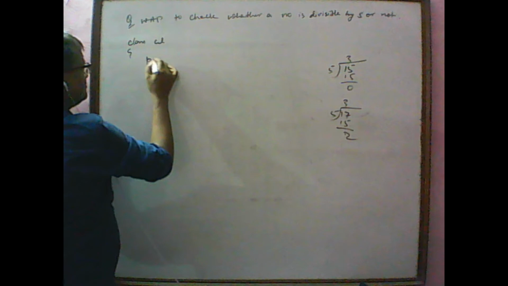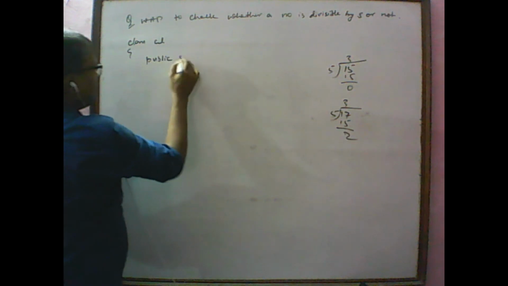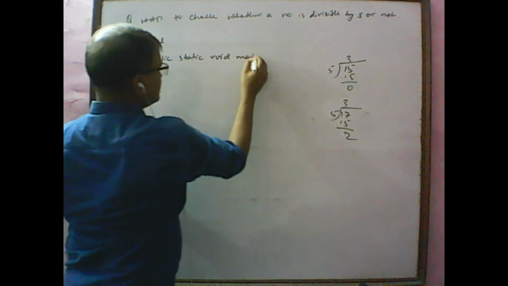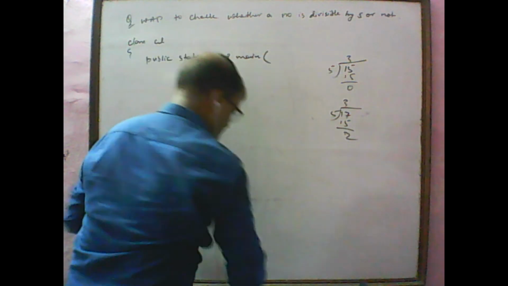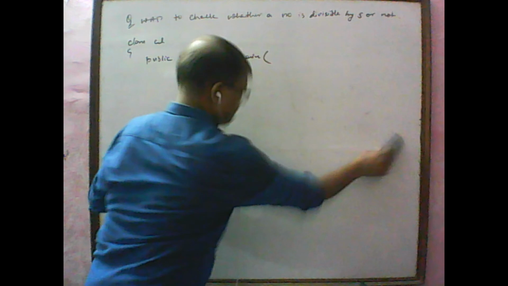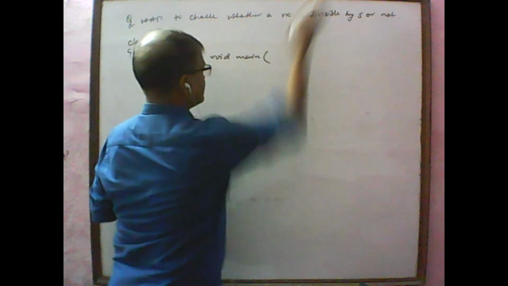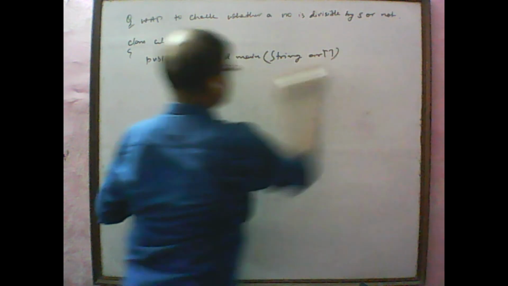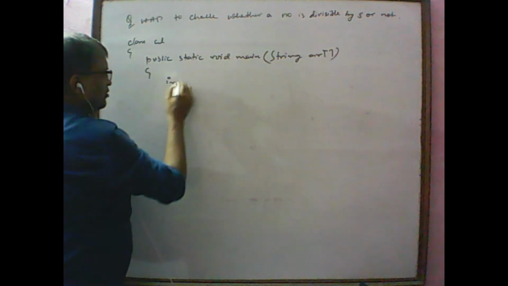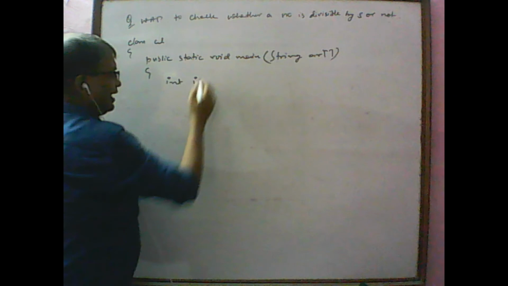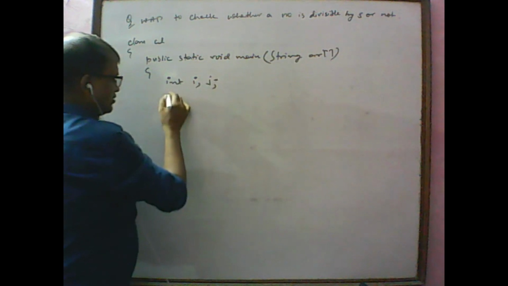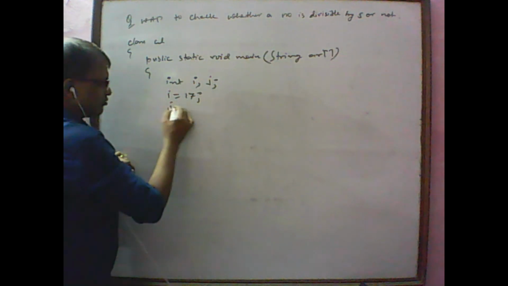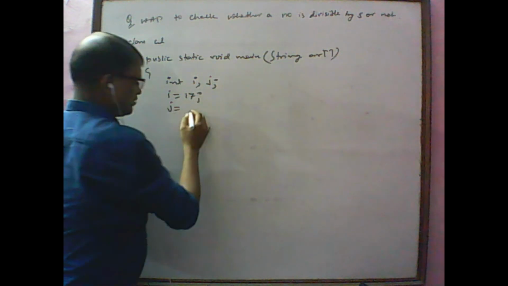Class CL, public static void main, String AR. First of all, declare a number and then find the remainder. Suppose I equal to 17. J equal to, first of all, you have to get the remainder after division by 5.